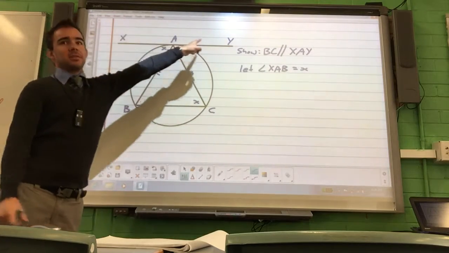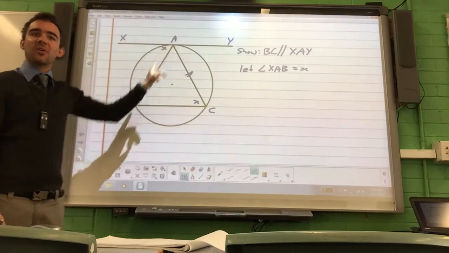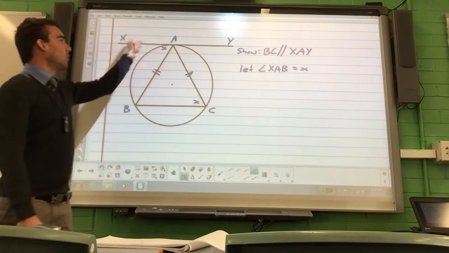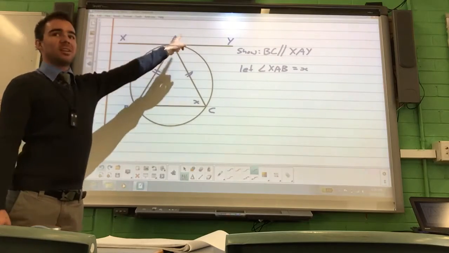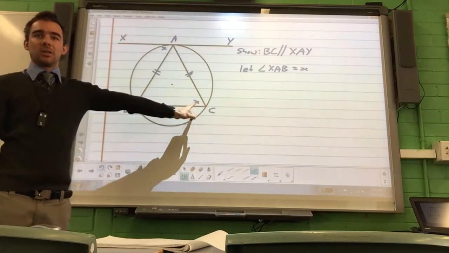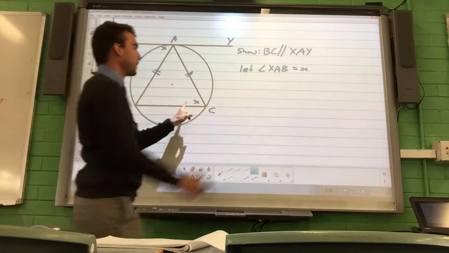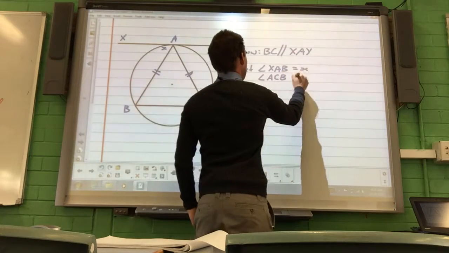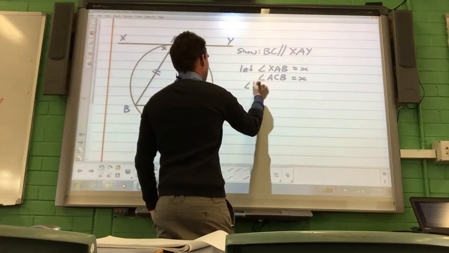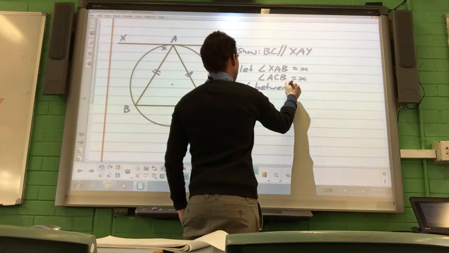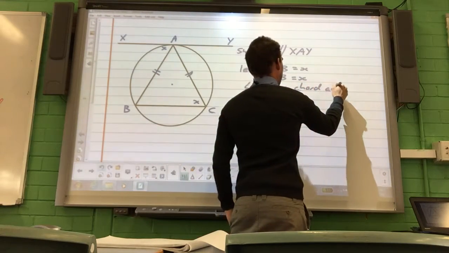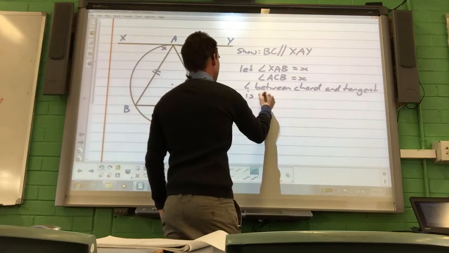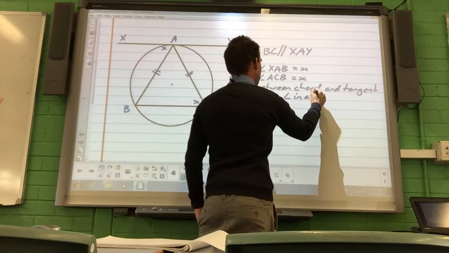So, tangent. Whenever you see a tangent and a chord, like I said, you are going to come up with this property more often than not. Okay? Angle between a chord and a tangent is equal to the angle in the alternate segment. Okay? Angle ACB is equal to X. So angle between chord and tangent is equal to angle in alternate segment.